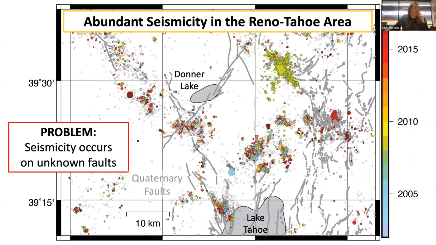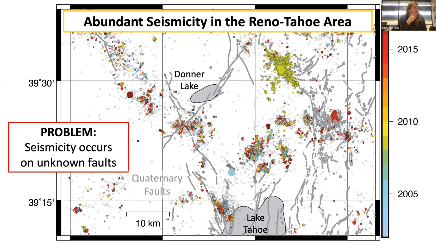So these are some relocations. This label's wrong, sorry about that. This is actually Stampede Reservoir, just very smoothed out. These gray lines are the quaternary faults in this area. You can see they're numerous, but again, the seismicity is not really occurring off of those faults.